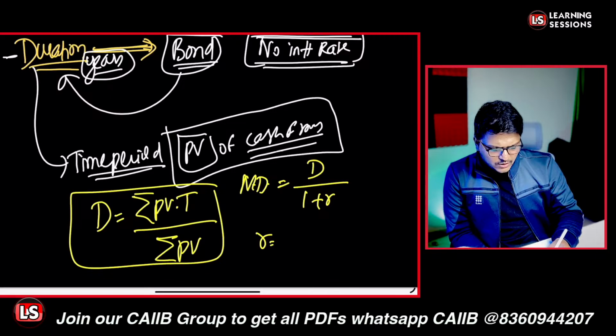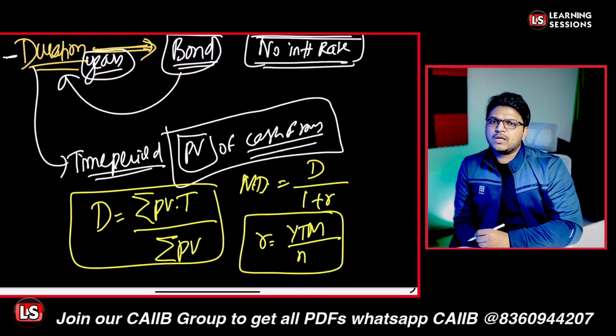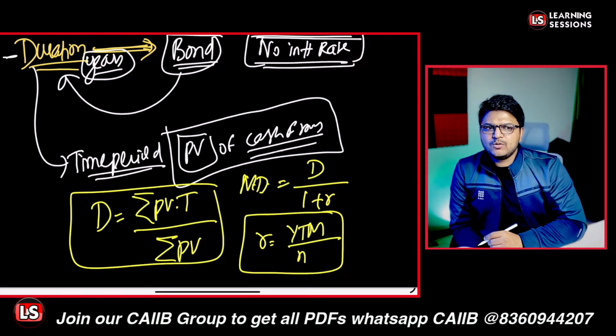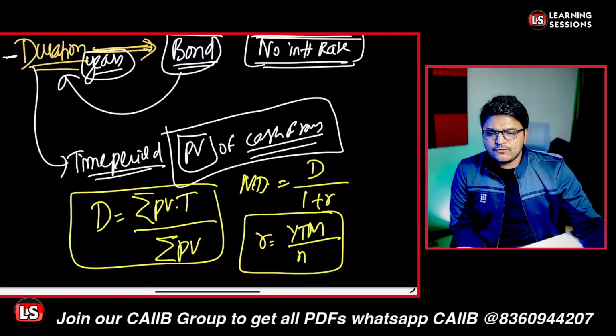Where R is equal to YTM, that is yield to maturity, divided by N, that is the frequency of receiving the coupon. Okay, so this is actually related to duration. The lesser the duration, the better it is considered. Now let's move to another point.